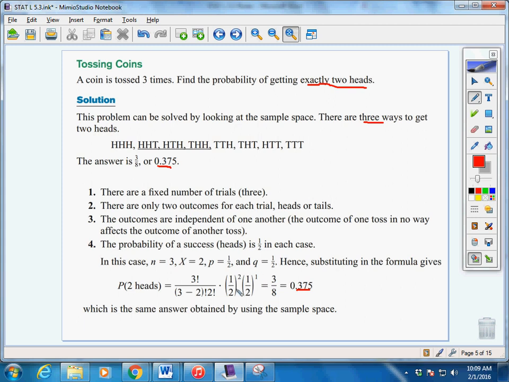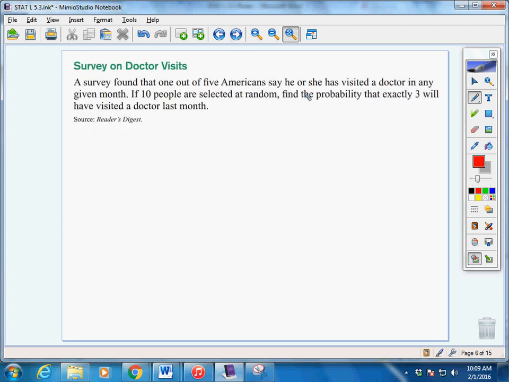Well, this one is just showing you that it does work based on something we've known in the past. Let's try an example. A survey found that 1 out of 5 Americans say he or she has visited a doctor in any given month. If 10 people are selected at random, find the probability that exactly 3 will have visited a doctor last month.